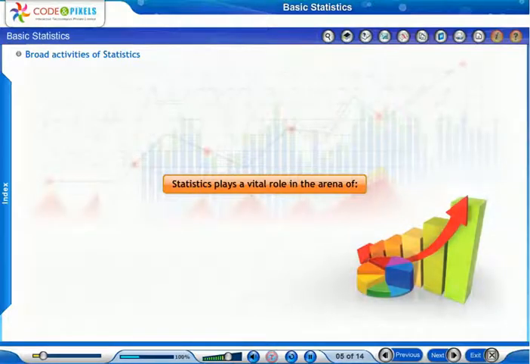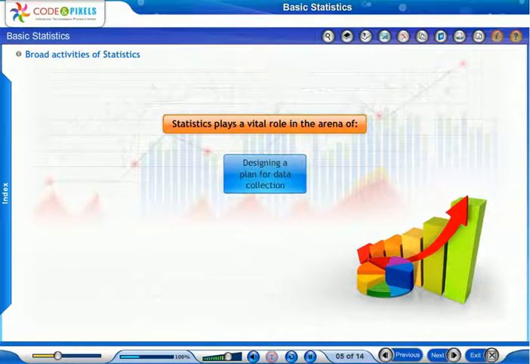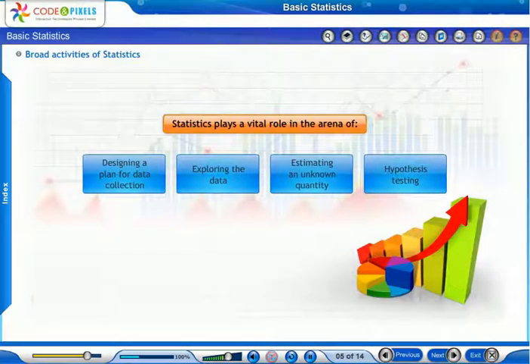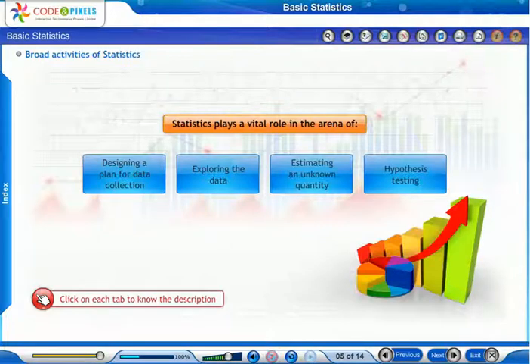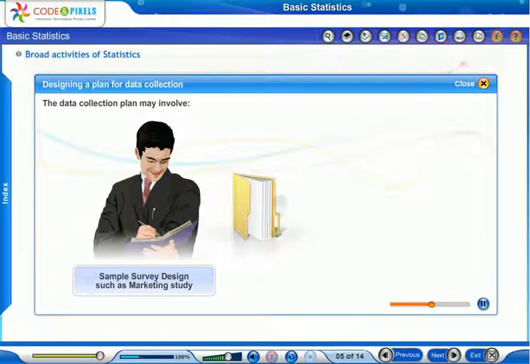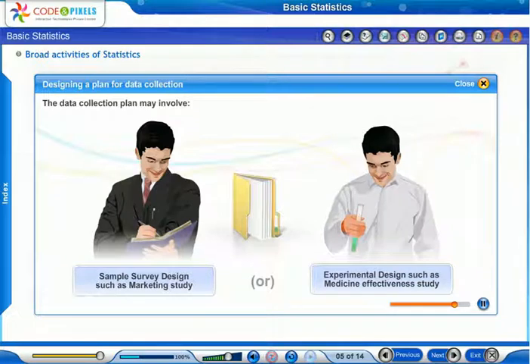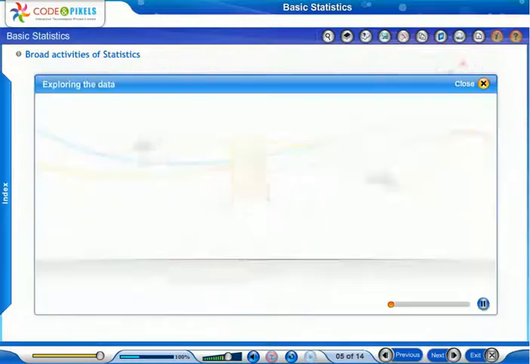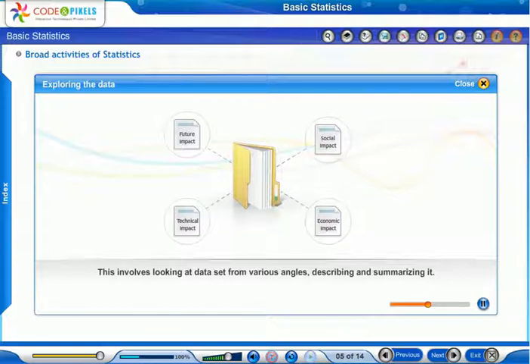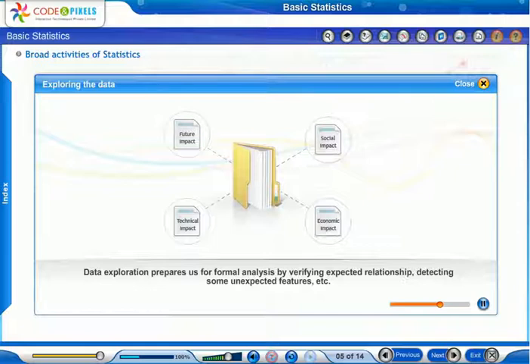Statistics plays a vital role in the arena of designing a plan for data collection, exploring the data, estimating an unknown quantity, and hypothesis testing. Click on each tab to know the description. The data collection plan may involve a sample survey design, such as a marketing study, or an experimental design, such as a medicine effectiveness study. Once the data is collected, we need to check and analyze it. This involves looking at the data set from various angles, describing and summarizing it. Data exploration prepares us for formal analysis by verifying expected relationships, detecting some unexpected features, etc.